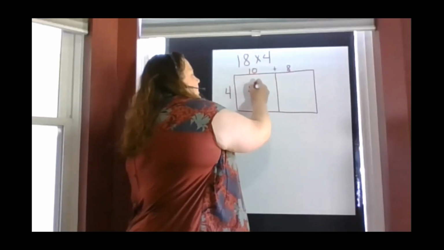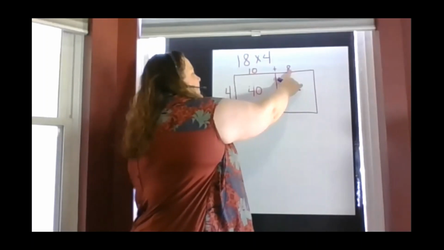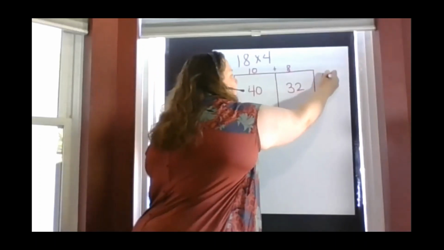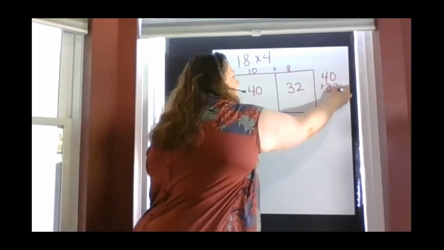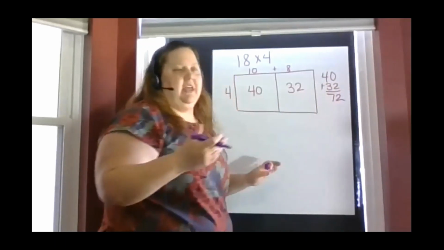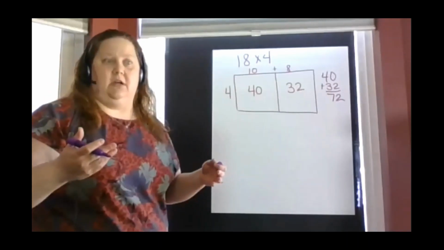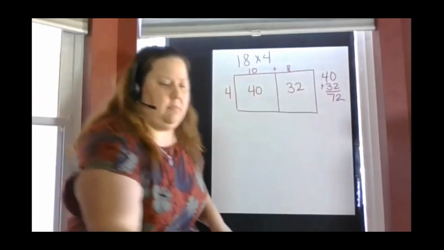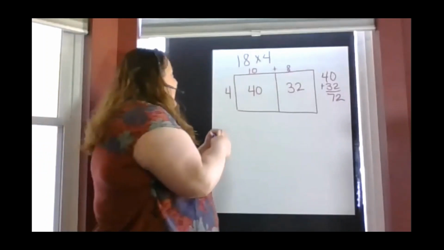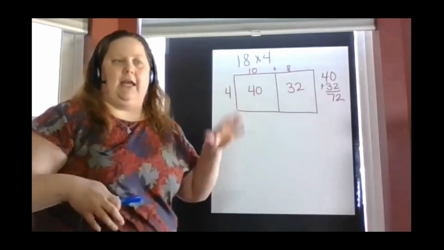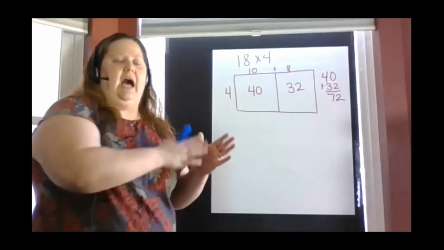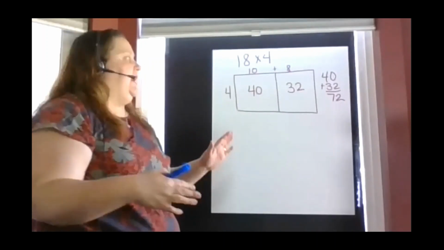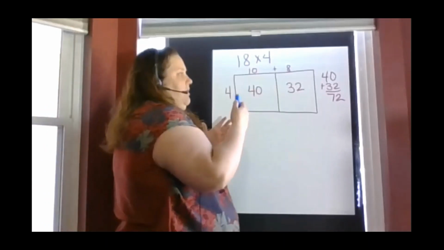4 times 10 is 40. 4 times 8 is 32. 40 and 32 together is 72. And if I'm thinking about the rug, I would need 72 square feet of rug. Now, we're going to move that area model into division. And to do that, we now know the size of the rug, and I know the dimensions of one side, and I want to know what's the other dimension of that room, if I know the area of the rug that I already have.